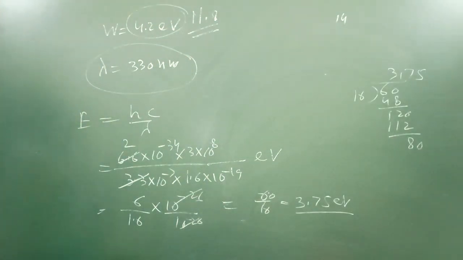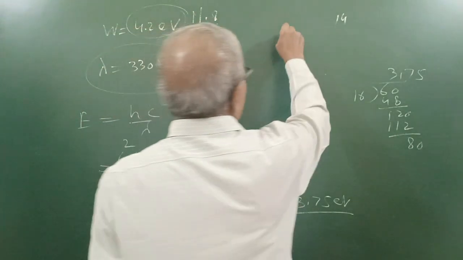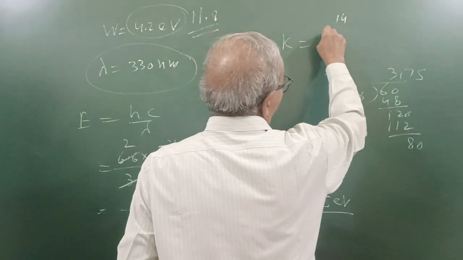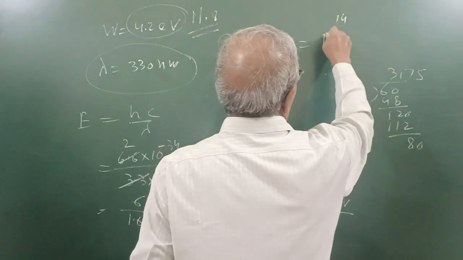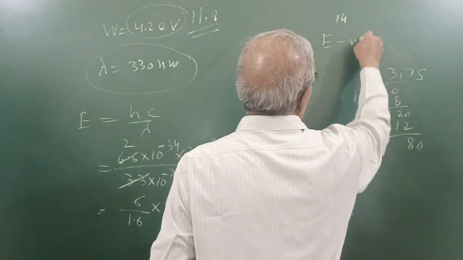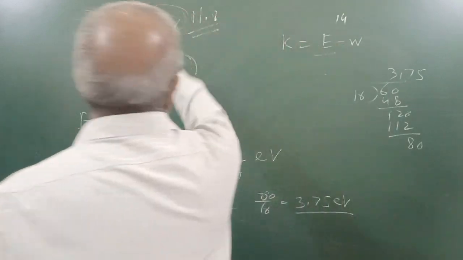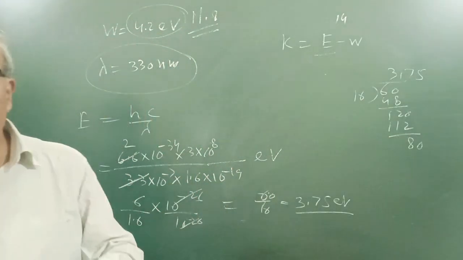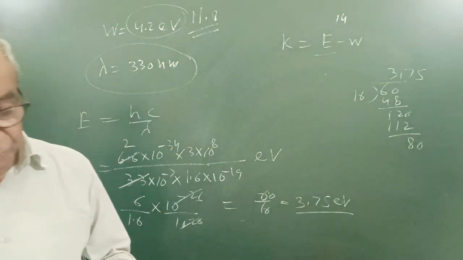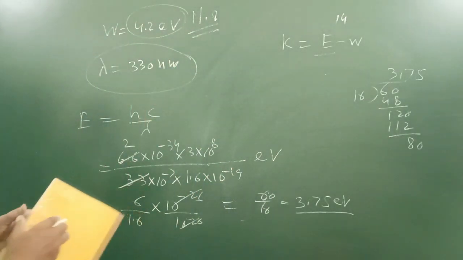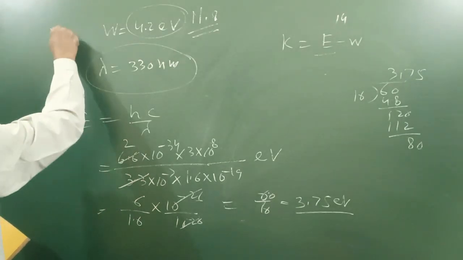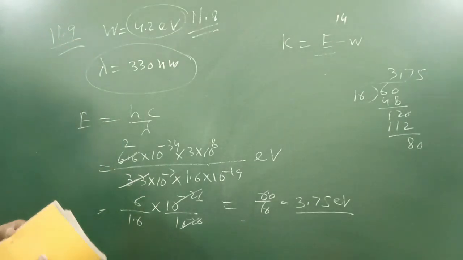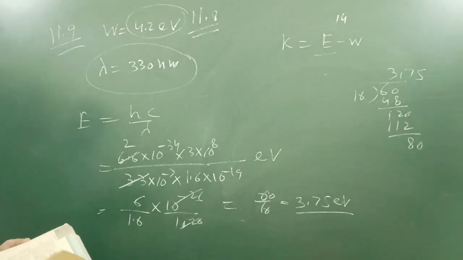So no photo emission will take place. Why? Kinetic energy equals E minus W. The energy of the photon is less than the work function, so the kinetic energy would be negative. So no photo emission will take place. It is question 11.9. No photo emission will take place. Simple.